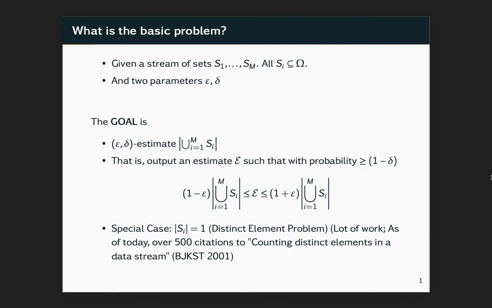A special case of this problem is when the size of all these sets is 1. In this case, the problem boils down to finding the number of distinct elements in a stream. Now, this problem has been very well studied in the literature. So, in some sense, we are solving a generalization of the distinct element problem.